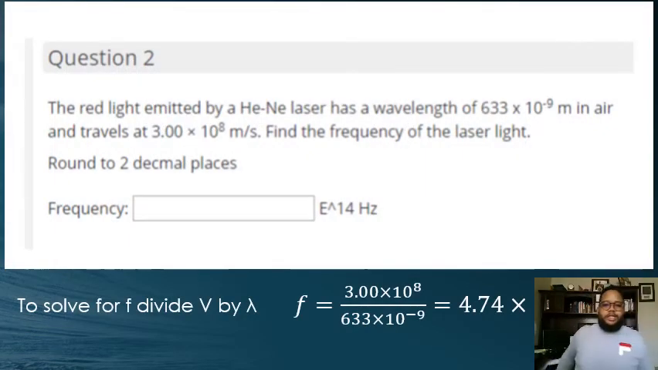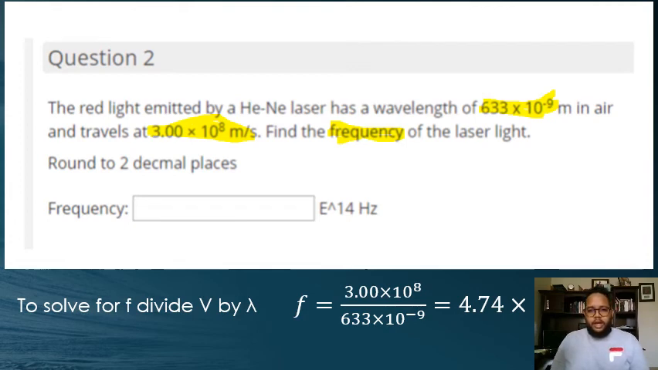So here's a quick question. The red light emitted by an HeNe laser has a wavelength, lambda, of 633 times 10 to the negative 9 in air, and travels 3 times 10 to the 8 meters per second. That's V. Find the frequency of the laser light. So it's asking for frequency, which is F. So since we're trying to get F, we're going to divide V by lambda.